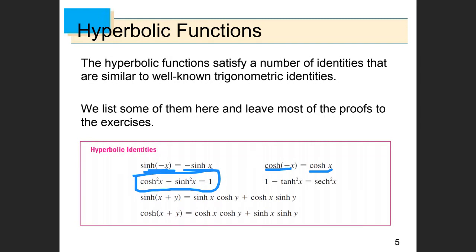So please make sure that you understand the differences. And obviously, to get this one here, you just need to divide all through by hyperbolic cos, all right? You get that 1 minus hyperbolic tan squared is equal to hyperbolic sech squared. Okay, and then hyperbolic sine of x plus y is similar to the normal trig version. And then hyperbolic cos of x plus y, notice here it is a plus instead of a minus.